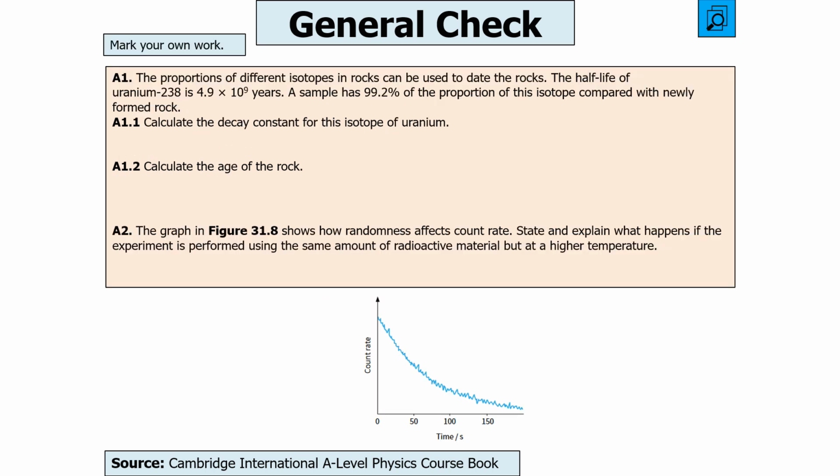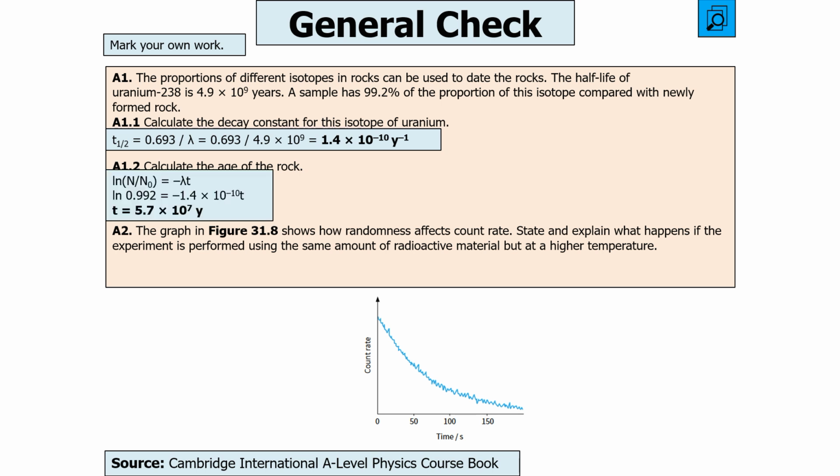Right, in this first one, we can see that the half-life is equal to log 2 over the decay constant. We've got the half-life, so we can work it through, so it's 1.4 times 10 to the minus 10 years to the minus 1. The age of the rock is going to be equal to: N is equal to N0 e to the minus lambda t. So we can rearrange that and say log N over N0 equals minus lambda t. So therefore we can work through t with all the values. Remember, 99.2% means N over N0 is 0.992. So therefore time is equal to 5.7 times 10 to the 7 years.